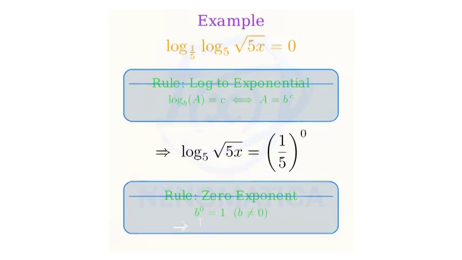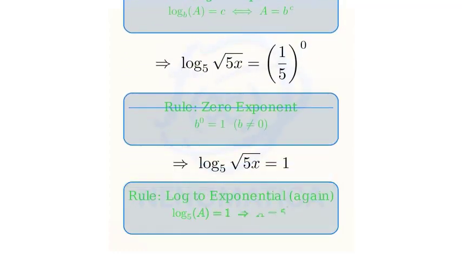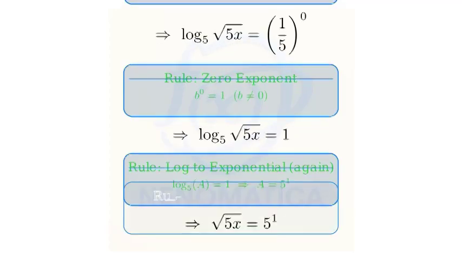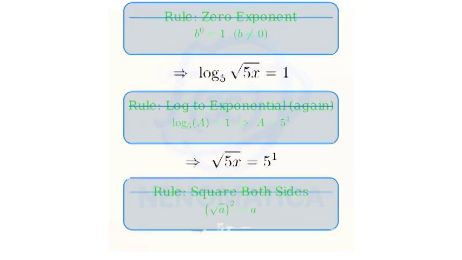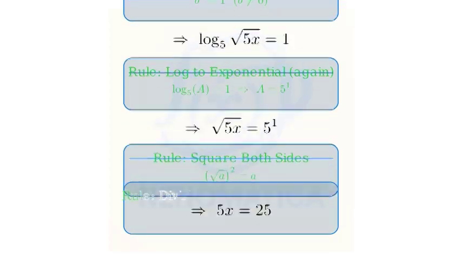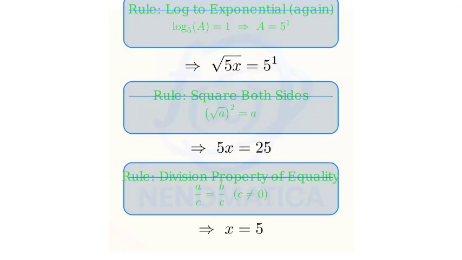Step 2. Any non-zero number to the 0 power equals 1. So the right side becomes 1. Step 3. Convert this logarithm to exponential form again. If log base 5 of a equals 1, then a equals 5 to the first power. Step 4. Remove the square root by squaring both sides. The left side becomes 5x, and the right side becomes 25. Step 5. Solve for x by dividing both sides by 5 to get x equals 5.